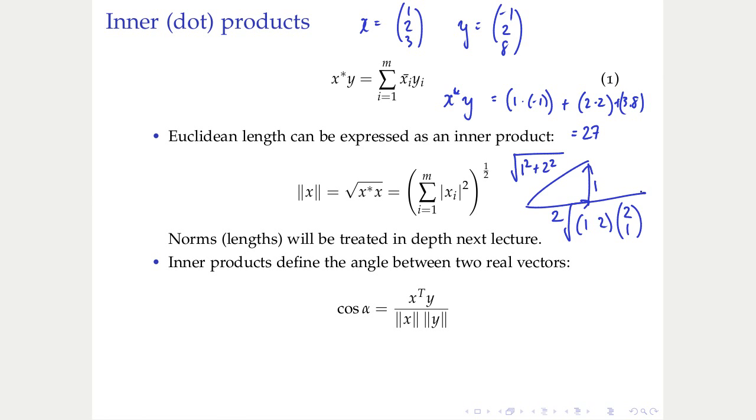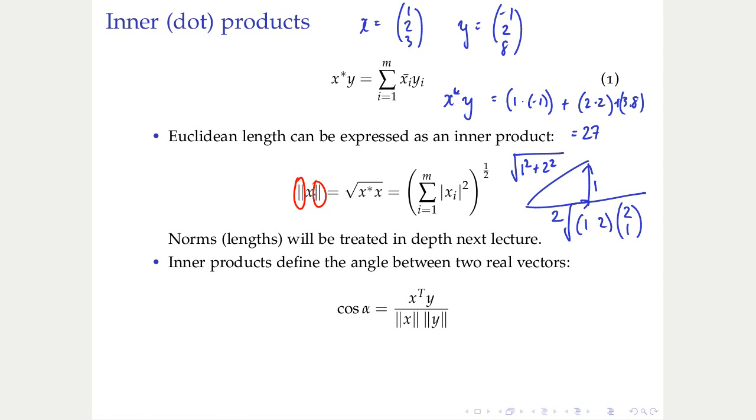Okay, so the Euclidean length can be expressed in this form, which is useful to bear in mind when we're proving things. And this symbol here, which you may or may not have seen before, denotes the length of a vector. Now I'm just using it in this lecture as Euclidean length, but the concept is a bit more general than that, and we'll get into that more next lecture.